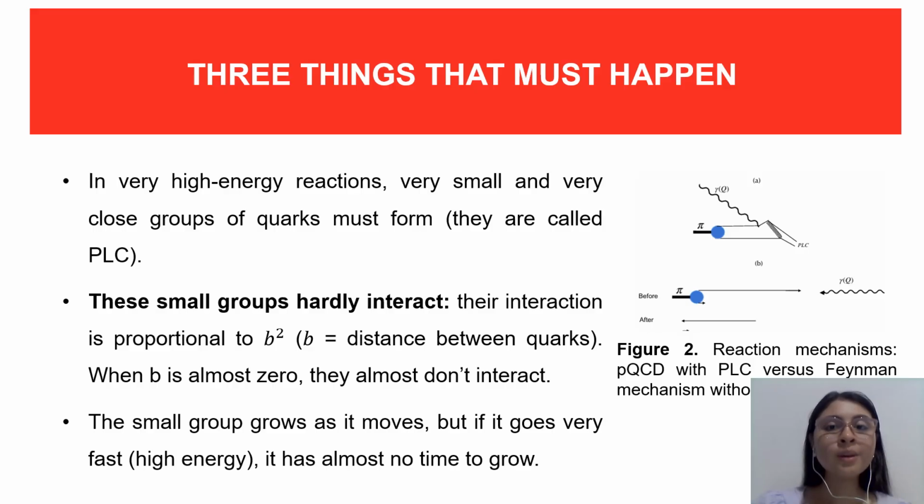For this phenomenon to occur, three conditions must be satisfied. First, high-energy reactions must produce very small and compact groups of quarks, called point-like configurations or PLC. Second, these small configurations interact very weakly with other particles. Finally, although they tend to expand at very high energy, they do not have enough time to grow.